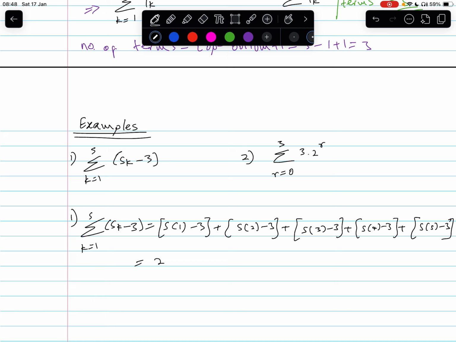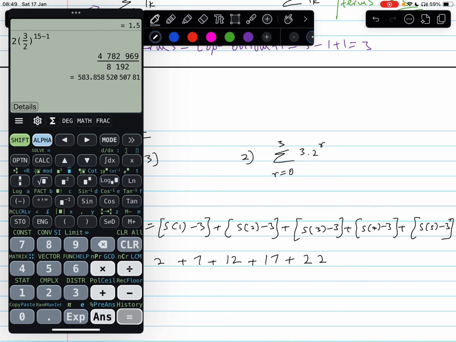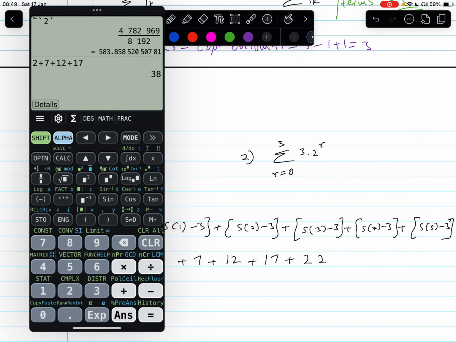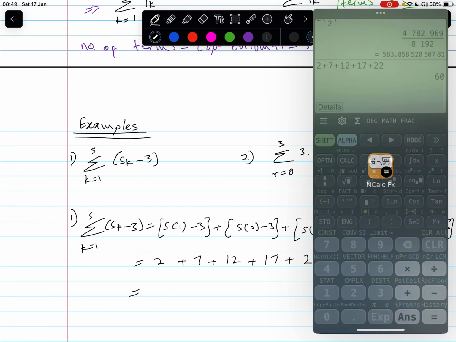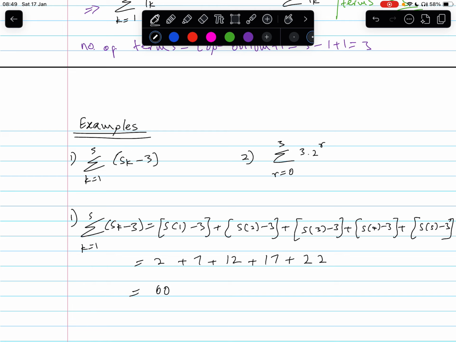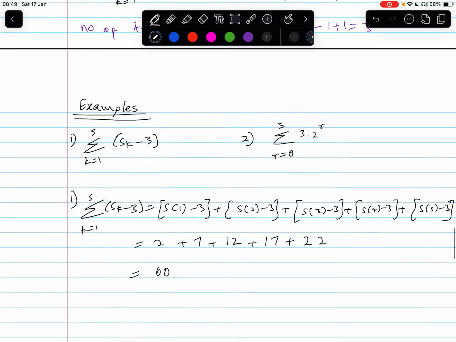5 minus 3, 2. 10 minus 3, 7. 15 minus 3, 12. 20 minus 3, 17. 25 minus 3, 22. Then we add all this together. Because this one had only a few terms, we can easily do it this way, also for learning purposes. But if we have like 100 terms, it will be better to use a formula, because we can't be doing this manually.